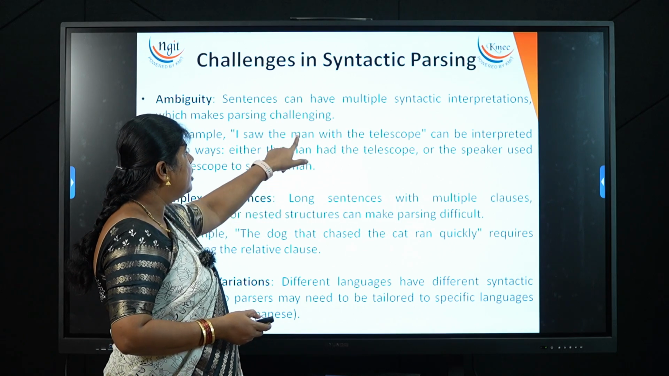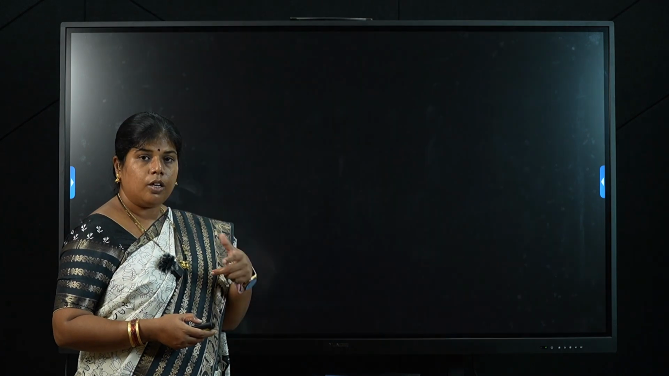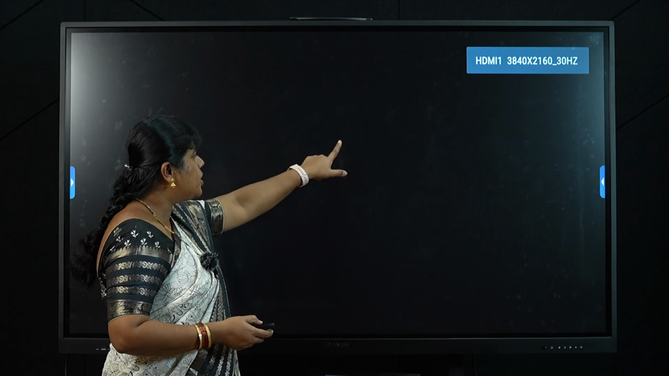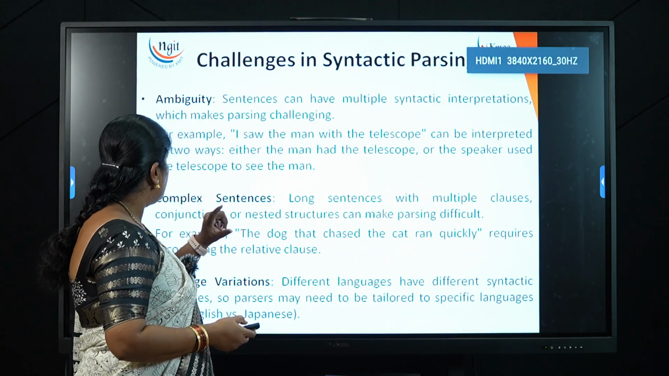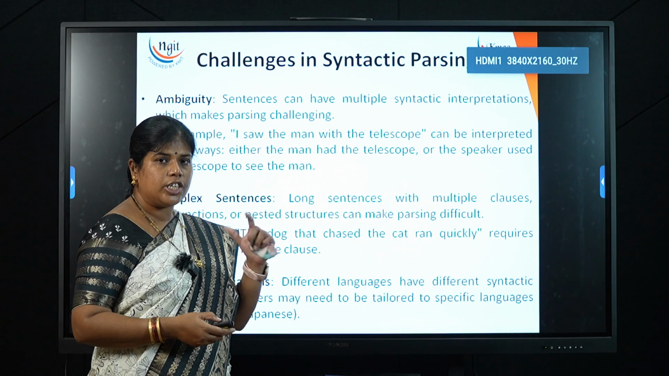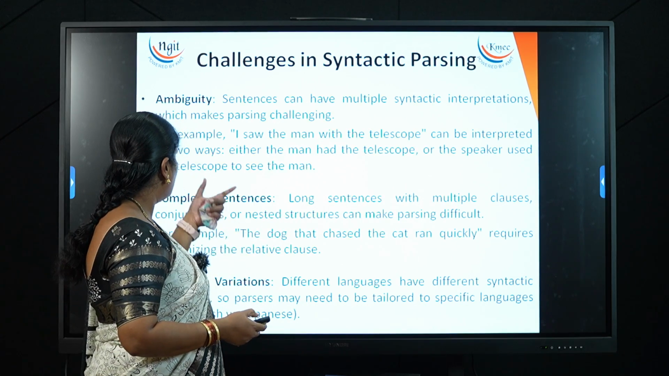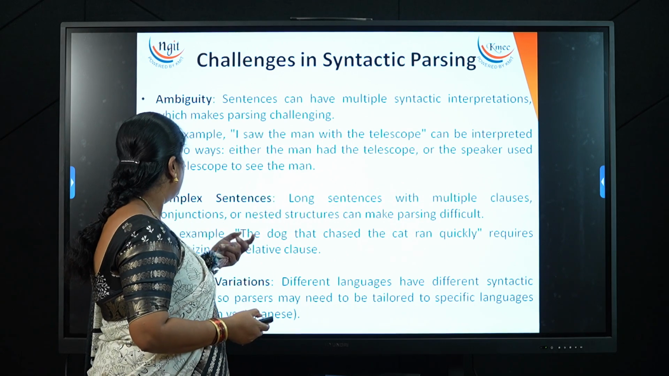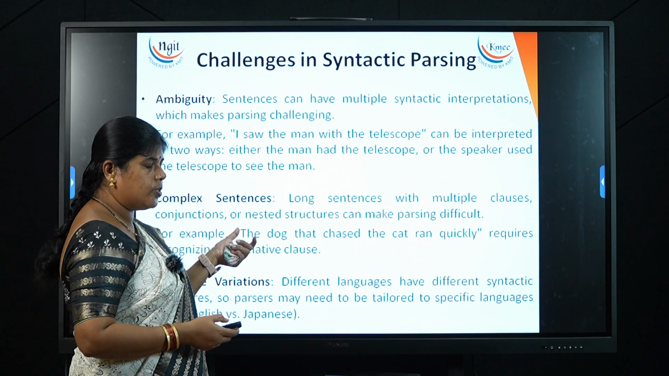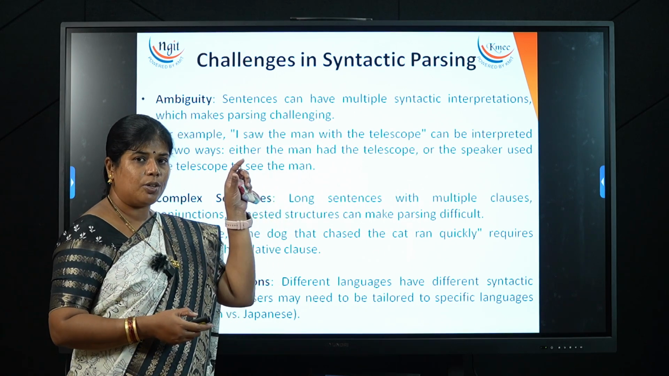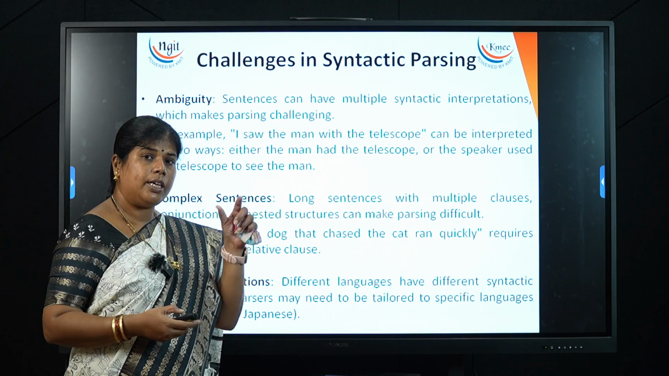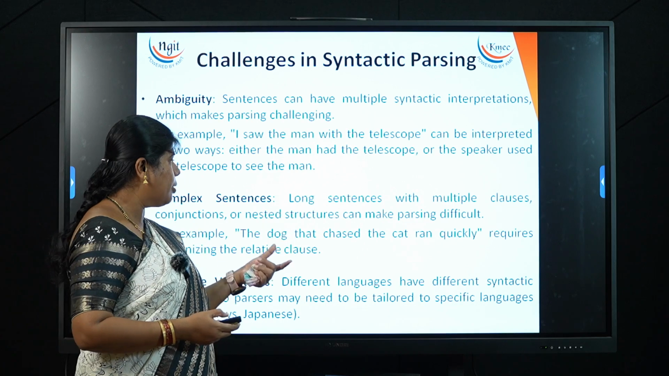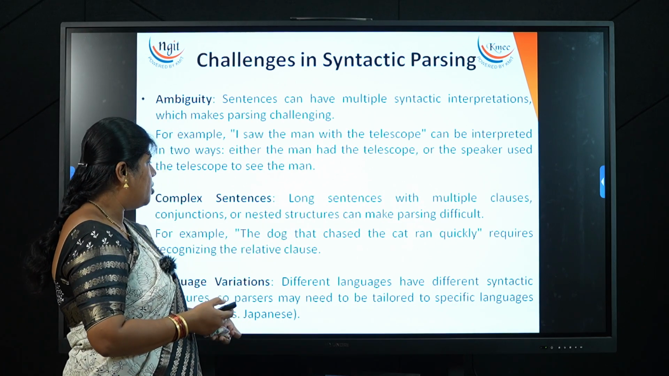Okay, are you understanding? The man is holding the telescope, or the person who saw the man has used the telescope to see the man. Okay, so like that the meaning is changing based on the context. So that is what is called ambiguity, which will affect the performance of your information retrieval system. Now there may be complex sentences, where simply by reading we are not able to understand the meaning. Then how will our computer be able to search the related content and retrieve the related information? So that is what is called a complex sentence.